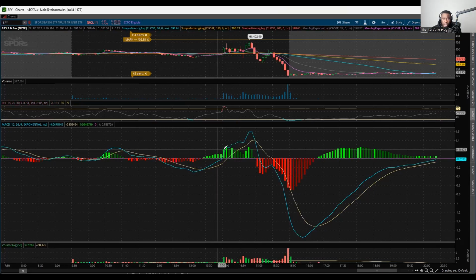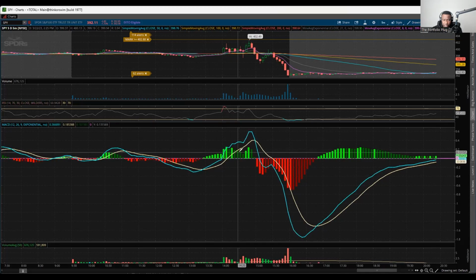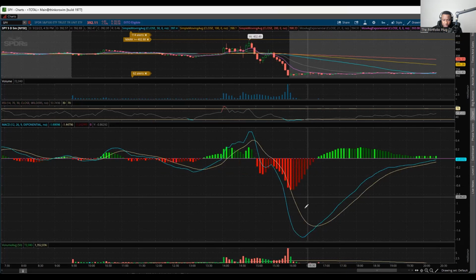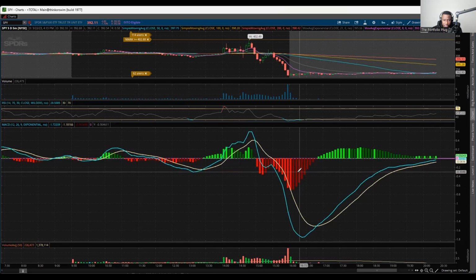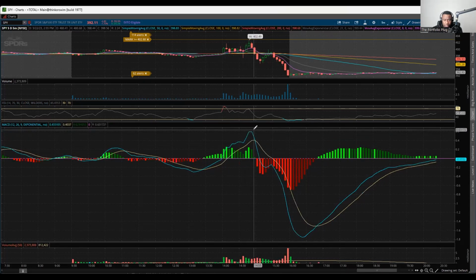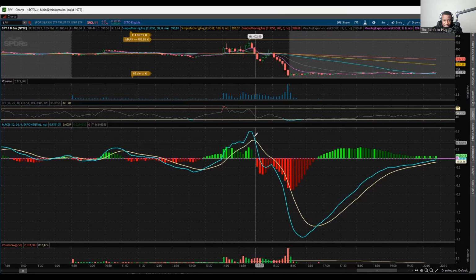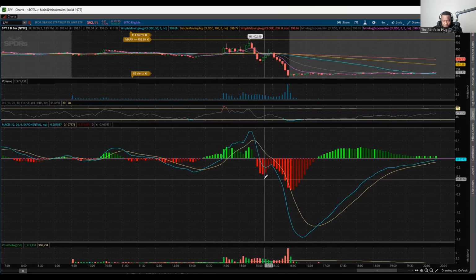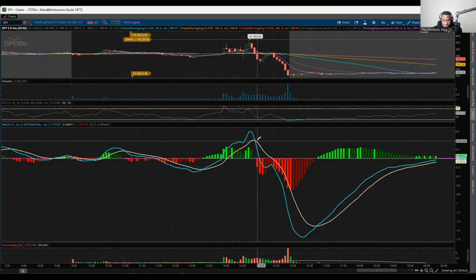So the further apart they are from each other, the bigger you'll see the histogram, right? So when it crosses, what you want to look for is the MACD to cross the signal line going down. When it's above here, that will signify a change in the trend. We're getting ready to get a downtrend.